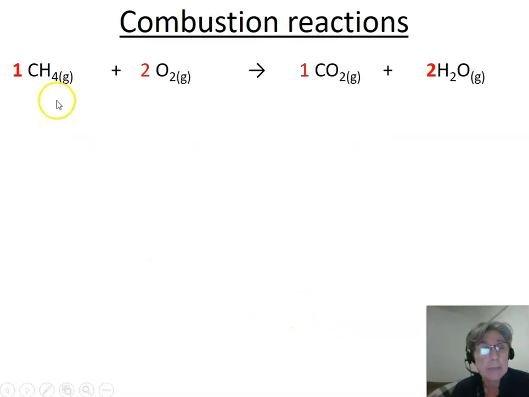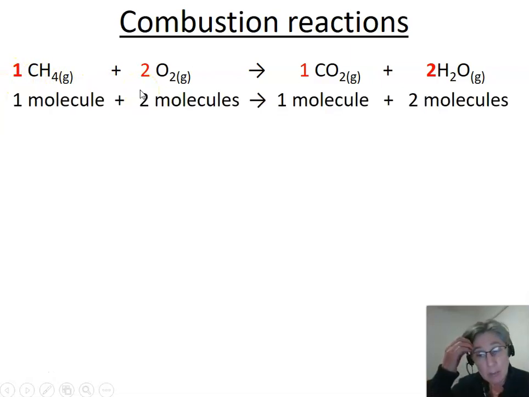So combustion, we've done combustion reactions. I asked the other class what this was called. 1 carbon, so it's meth, and it's saturated, so it's a methane. When we combust it, react it with oxygen, for every one of these, we're going to need 2 of those. So by one, I mean 1 molecule, and we'll need 2 molecules.